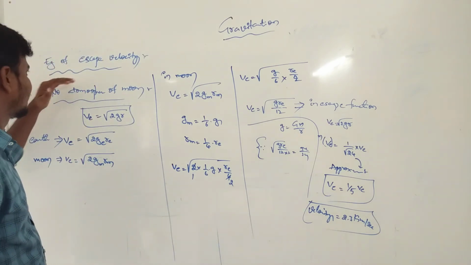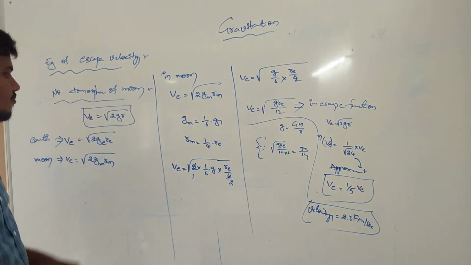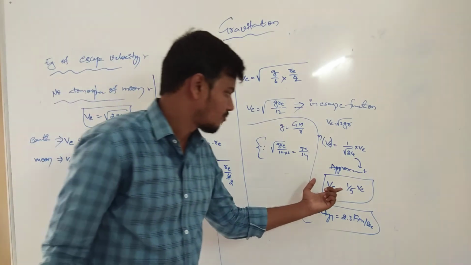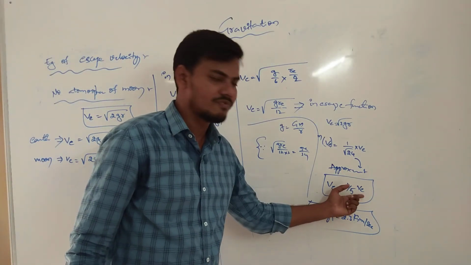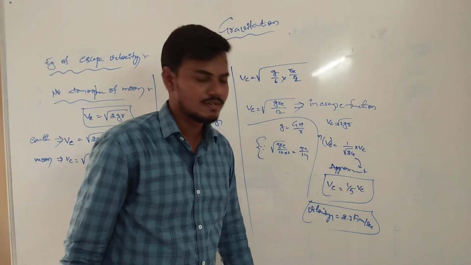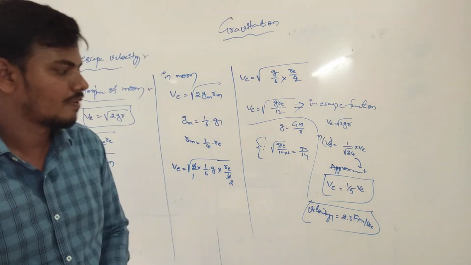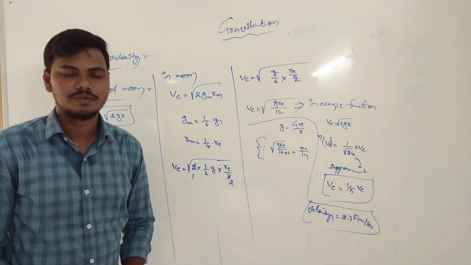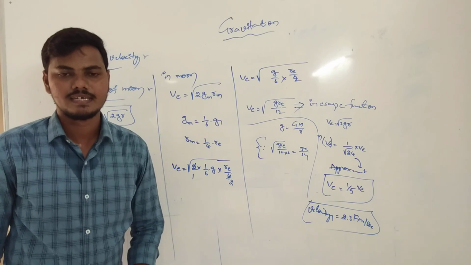Okay. In this example of escape velocity, with no atmosphere on the moon, the escape velocity of the moon is equal to 1 by 5th of the escape velocity of the earth. Clearly, now the velocity is 2.3 km per second. This is the escape velocity.